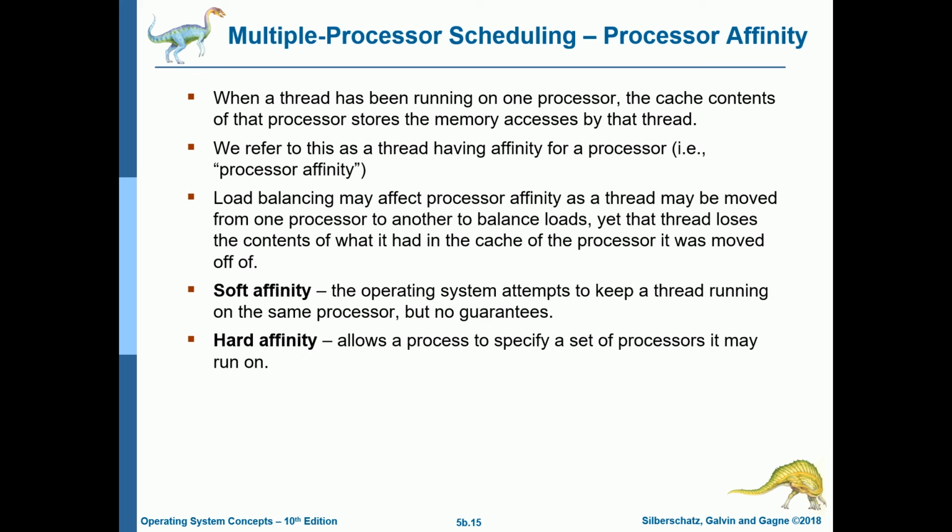This is known as processor affinity. That is, a process has an affinity for the processor on which it's currently running. It wants to stay on that processor. Processor affinity takes several forms. When an operating system has a policy of attempting to keep a process running on the same processor, but not guaranteeing that it will do so, then we have a situation called soft affinity. Here the operating system will attempt to keep the process on that single processor, but it is possible for the process to migrate between processors during load balancing.